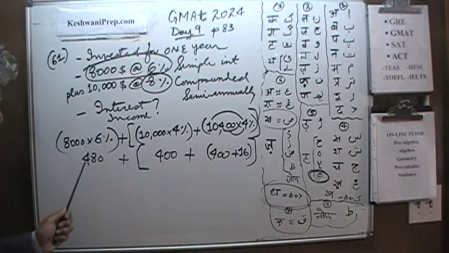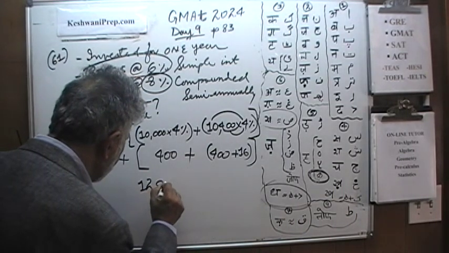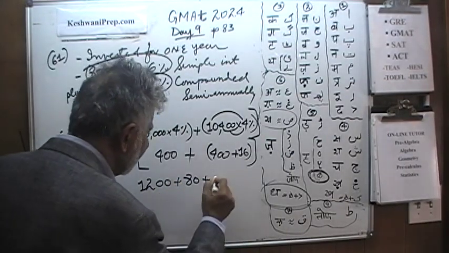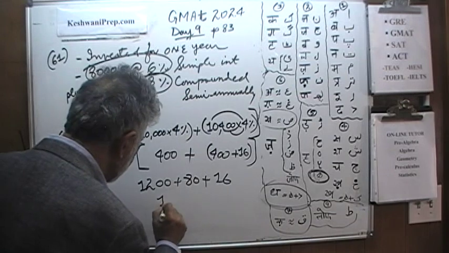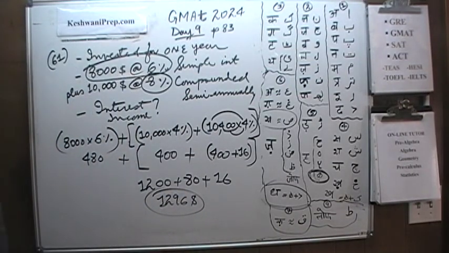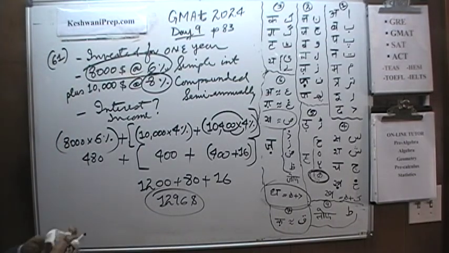That's all there is. So 400, 400, 400, that's 1,200, and then 80, and then 16. There we go. Looks like we're going to earn $1,296. Let's do number 62.